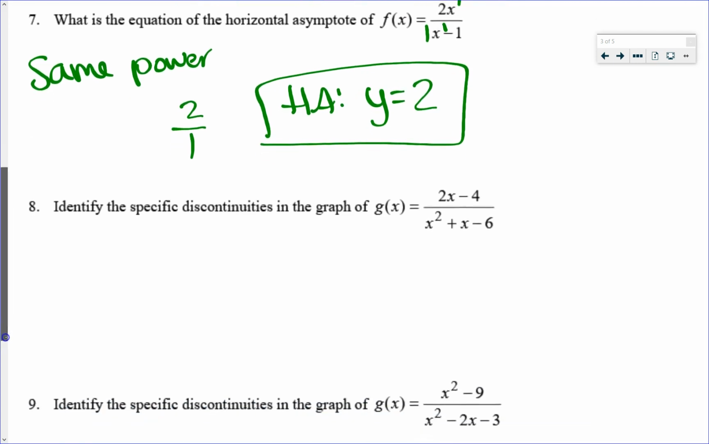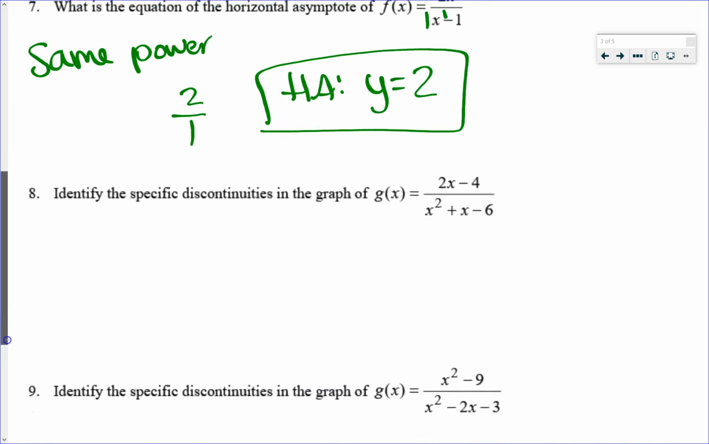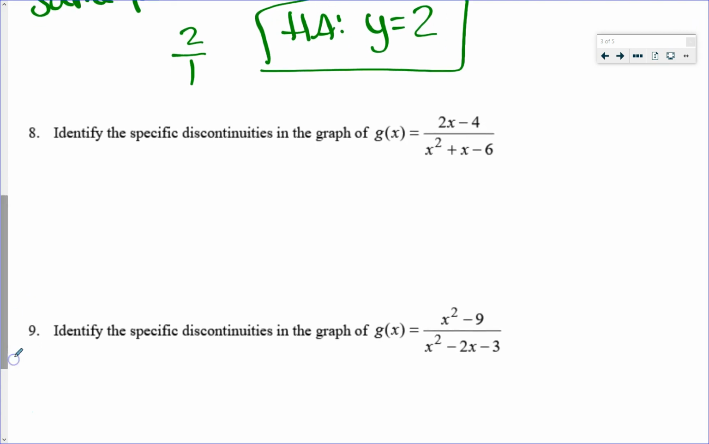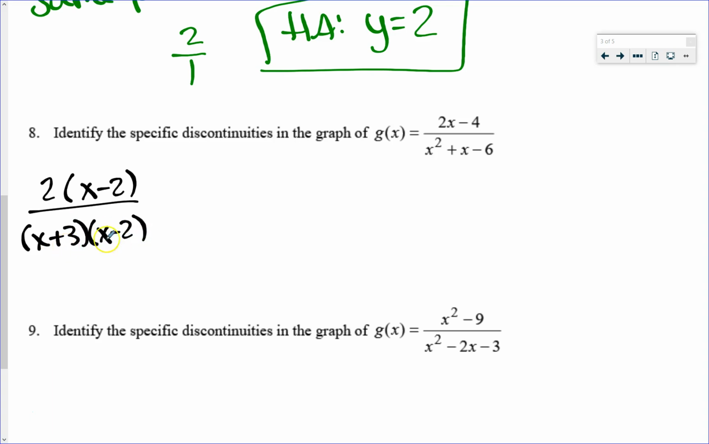All right, number 8. Identify any specific discontinuities. So it's asking for any of them. So both my asymptotes, vertical, horizontal, and it wants to know any holes that we might have. So again, first thing we do is we factor. My numerator can be factored. I can take a 2 out of both, so it's 2 times x minus 2. My denominator can also be factored. This is going to be x plus 3 and x minus 2, because 3 times negative 2 gives me negative 6, and 3 minus 2 gives me a positive 1. All right, there are some pieces that we can cancel. So we are left with just a 2 over x plus 3.